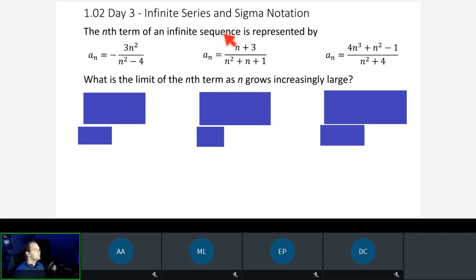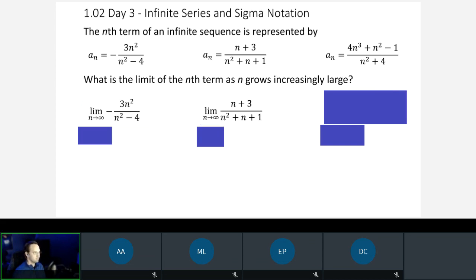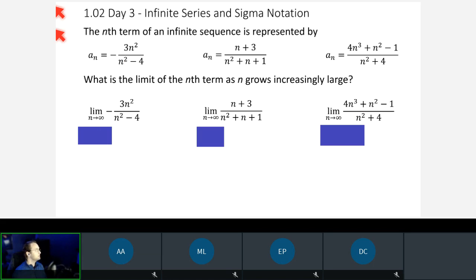The nth term of an infinite sequence is represented by this stuff. What is the limit of the nth term as n grows increasingly large? It's the exact same question, just asked differently. So I just put the same examples. Before it was in sigma notation, and now it's in this particular term notation, but it tells you that it's an infinite sequence. So we just rewrite it as a limit. Nothing's different, and we use the same rules. Nothing has changed.